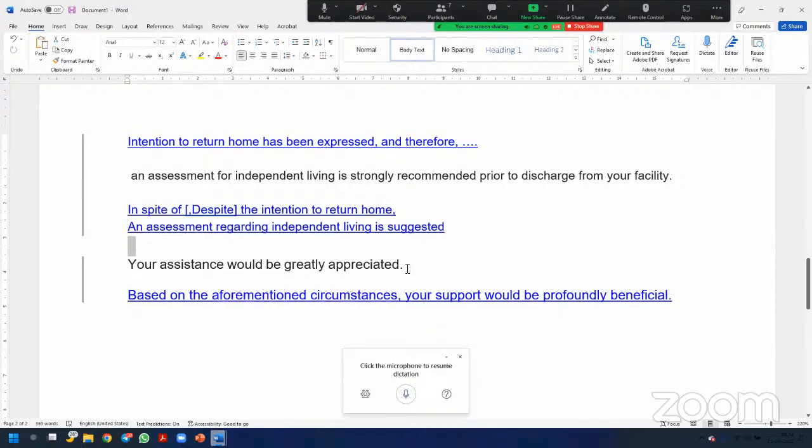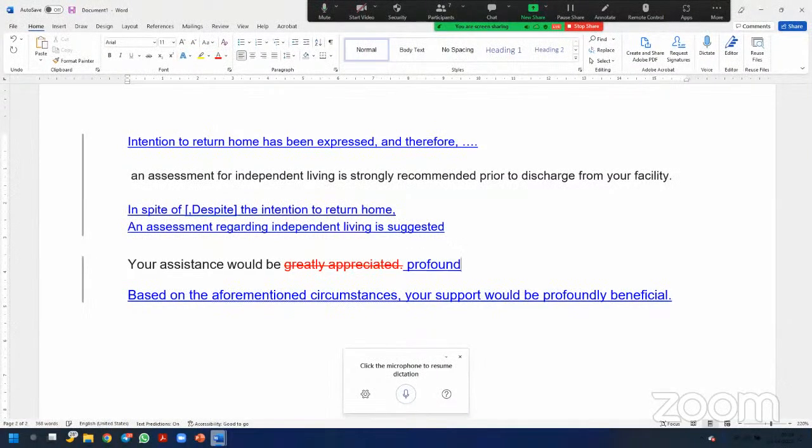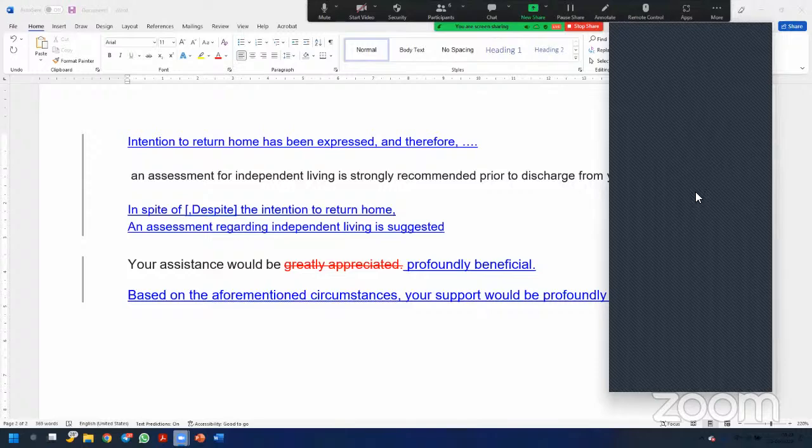Your assistance would be greatly appreciated. Why greatly appreciated? Your assistance would be profoundly beneficial, better. Why should we appreciate a doctor for doing his own duty? Profoundly beneficial. Full stop. For the patient, to improve his condition or whatever it is. So write your own sentences and submit. So that is for today, that is for today for nurses.